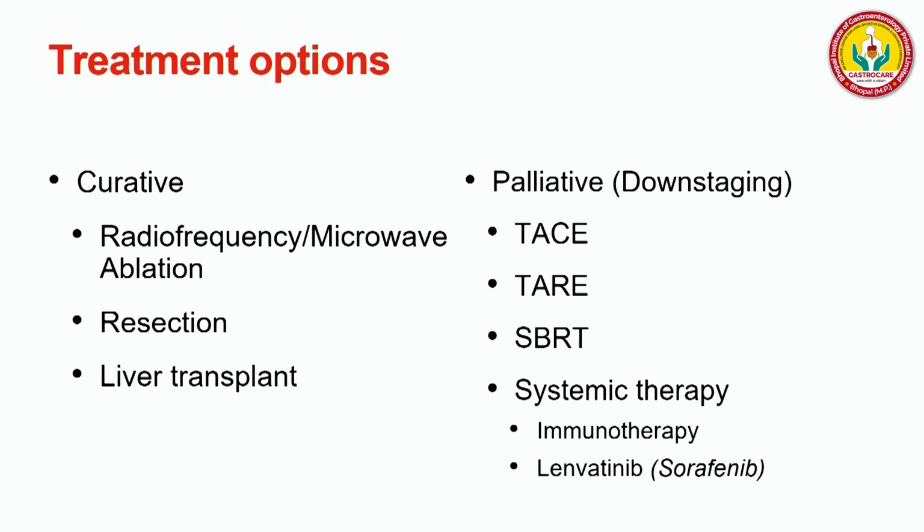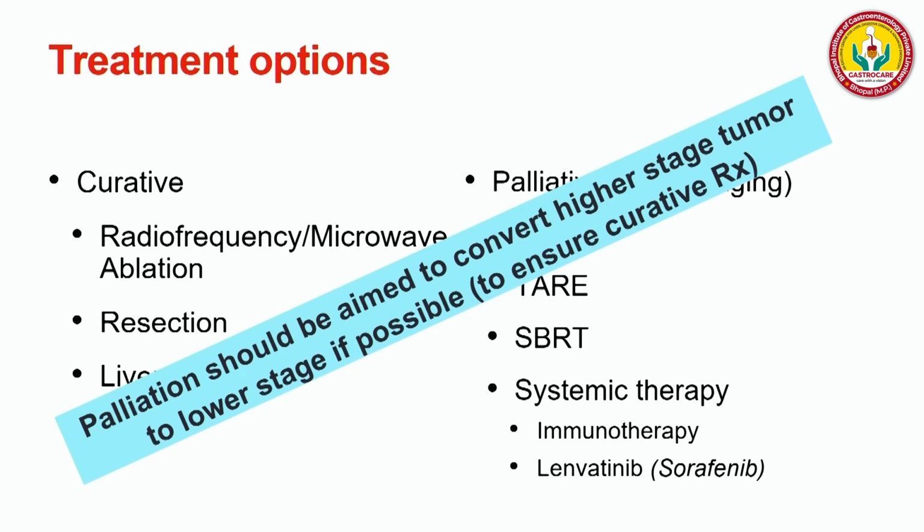I have written sorafenib in brackets because nowadays we don't use sorafenib, although it is recommended as a first-line therapy. So we use lenvatinib. TACE, TARE, SBRT, immunotherapy, lenvatinib, all are palliative. There are only 3 curative therapies. So with that background, let's go on to the basic concept of treating HCC.